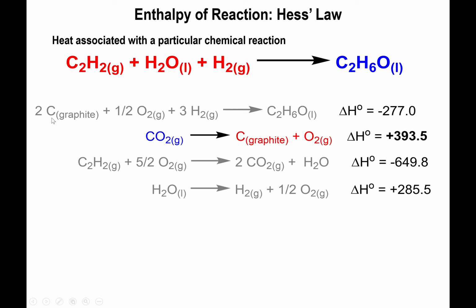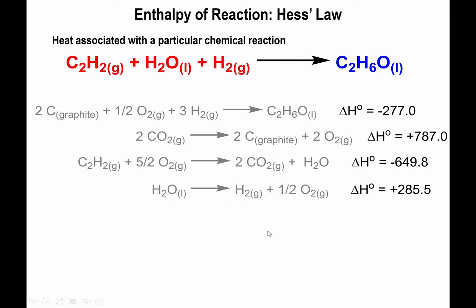And now, since we have two C graphites on the left side of the first equation, we still need two C graphites on the right side of this equation. So that means we'll multiply everything by 2. And that means the 393.5 will increase to twice its value, specifically positive 787.0. Alright, we're getting pretty close to the end. Since this allows us to cancel out the C graphite completely, the second equation is locked in place. You can't change it anymore.